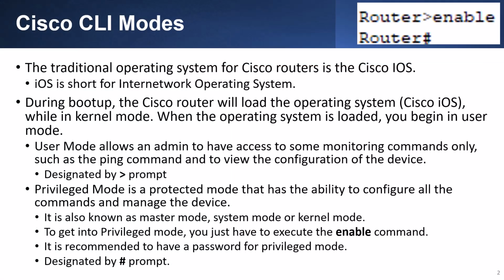The traditional operating system for Cisco routers is the Cisco IOS. IOS is short for Inter-Network Operating System. During boot up, the Cisco router will load the operating system while in kernel mode. When the operating system is loaded, you begin in user mode. User mode allows an admin to have access to some monitoring commands only, such as the ping command, and to view the configuration of the device. It is designated by the greater than sign prompt.